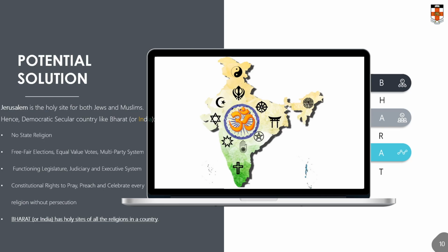Every time any religion has faced persecution in the world, it has taken refuge in India, and now they are flourishing. You can even see the Pew Research reports online. Let me just tell you, Bharat or India, for instance, has hosted all the holy sites of all the religions, and we are coexisting without any violence and with good representation, flourishing here on this land.